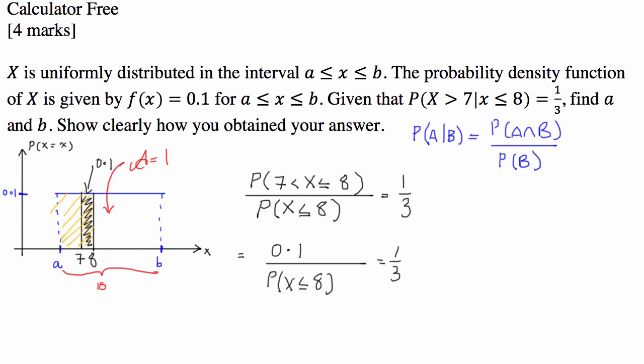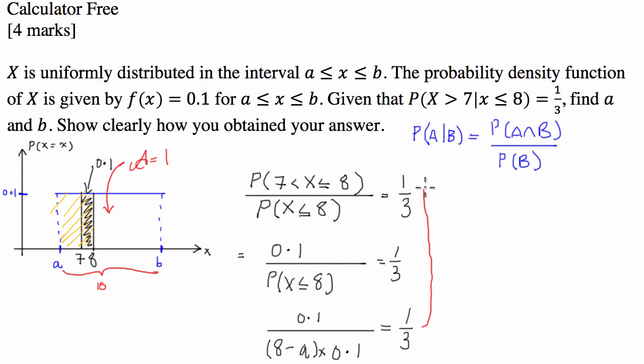So if you're wondering, well, Harold, how am I going to write that? Well, let's just have a look. We'll put our 0.1 in the numerator. And this is going to be 8 subtract a, multiplied by the height of this uniform distribution, which is 0.1. And that's still equal to 1/3.